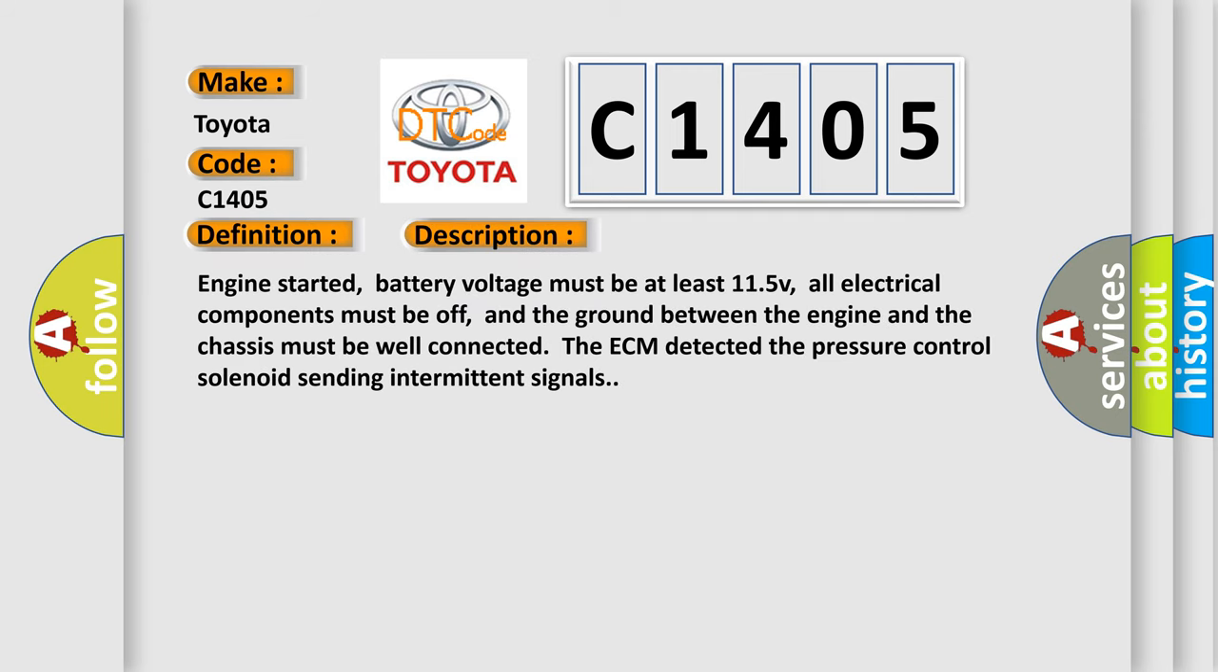Engine started, battery voltage must be at least 11.5 V, all electrical components must be off, and the ground between the engine and the chassis must be well connected. The ECM detected the pressure control solenoid sending intermittent signals.